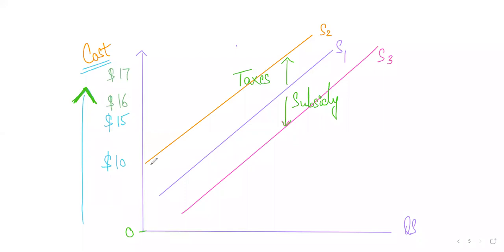Is this still confusing? No, sir, it's clear. So always remember, when the supply curve moves upwards, you're moving up on the y-axis. That is the only thing you have to compare, because cost is on the y-axis. It means you're imposing taxes, cost is increasing. And when the supply curve shifts to the right, like from S1 to S3, cost is decreasing, and that is what happens when the government provides subsidy.